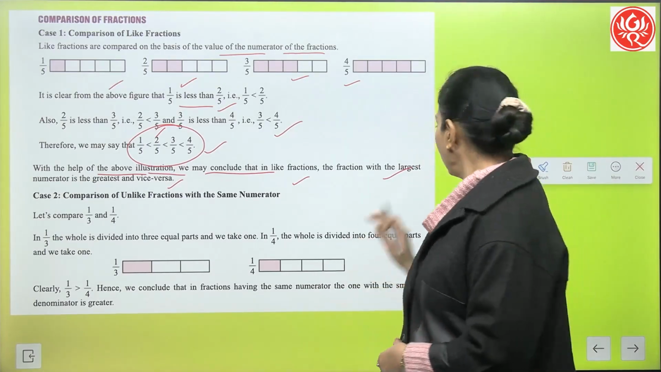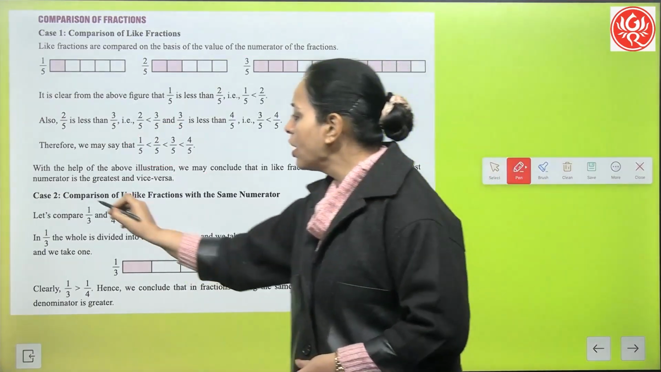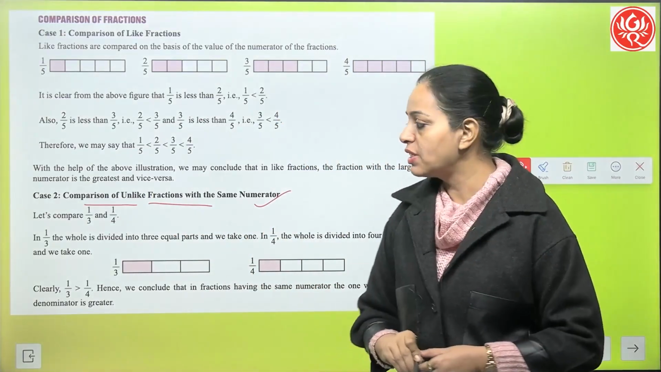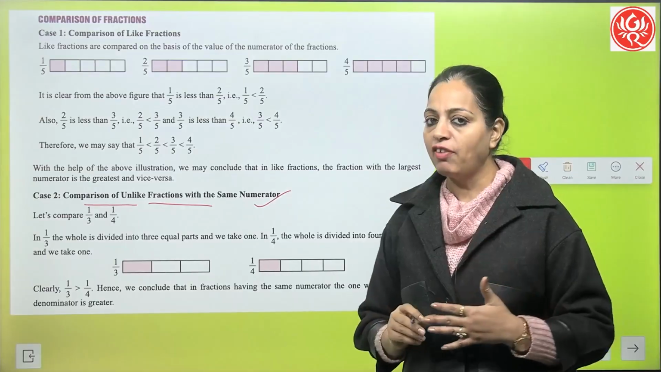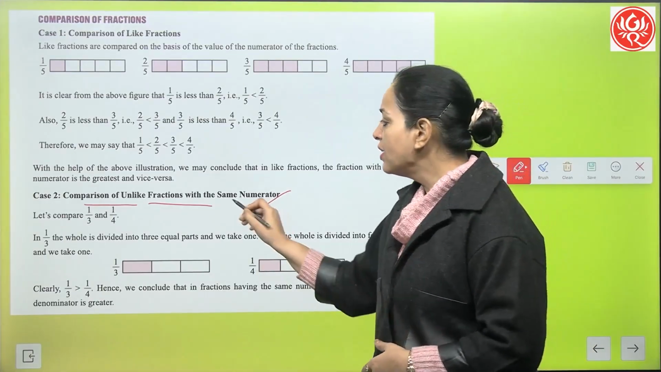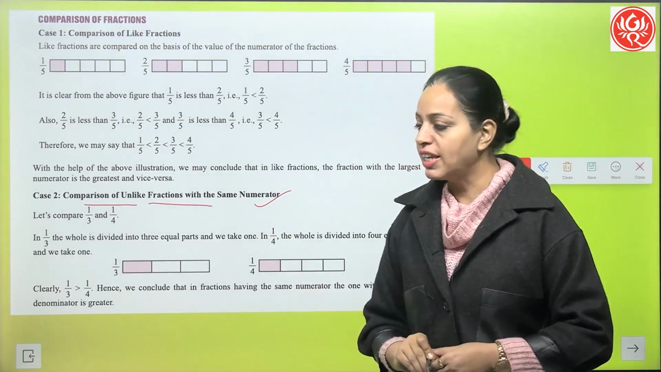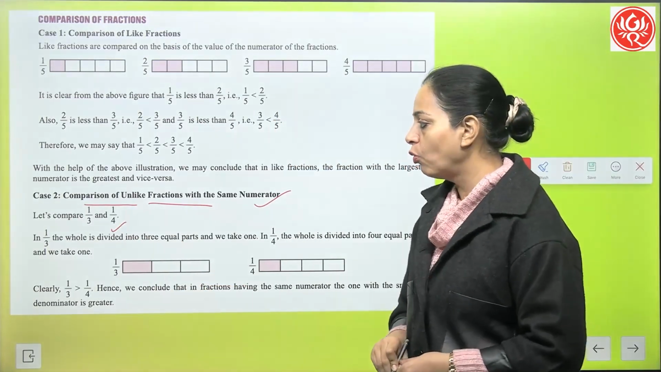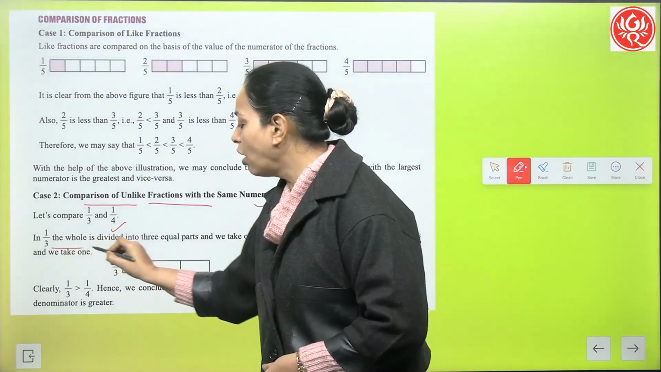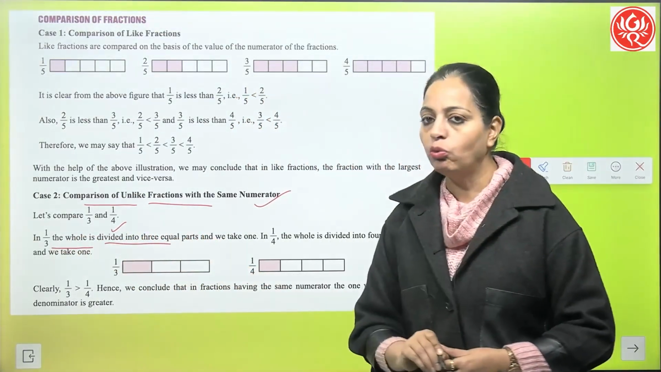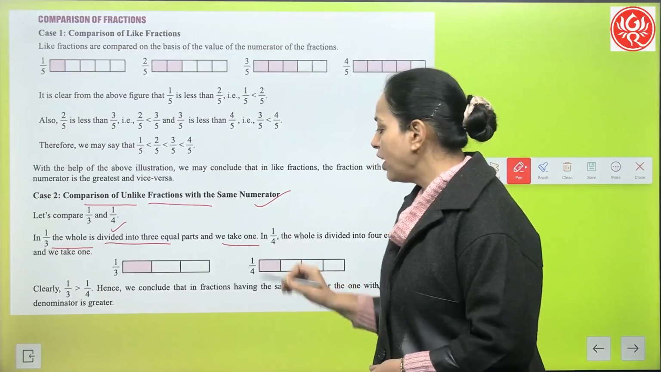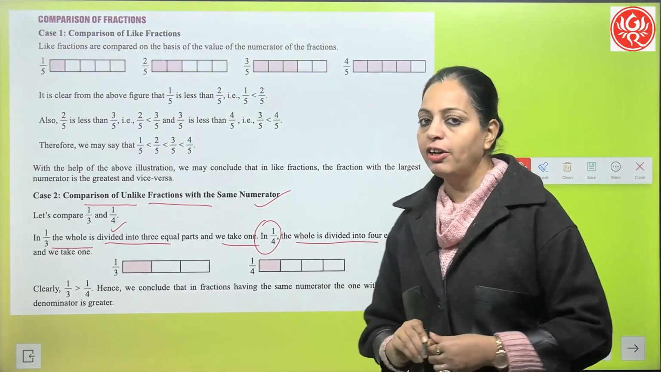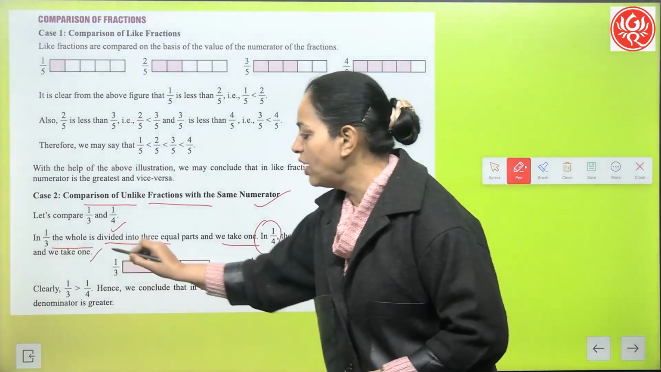Okay, now the second one, case 2, comparison of unlike fractions with the same numerator. अब हमें unlike fractions को compare करना है जिसमें numerator same है. See, let us compare 1/3 and 1/4. So in 1/3 the whole is divided into 3 equal parts and we take 1. और 1/4 में the whole is divided into 4 equal parts and we take 1.